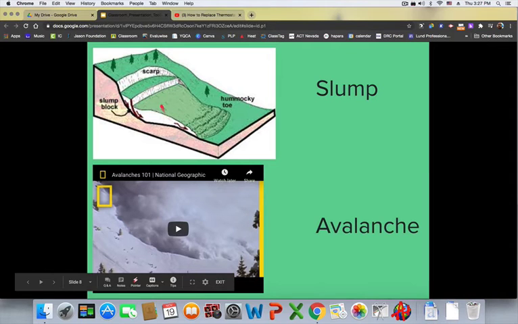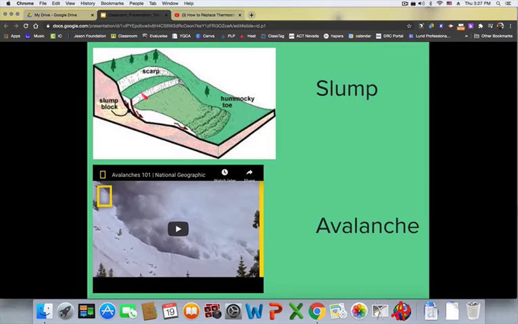So what we're looking at here, this is a hillside, and the soil here becomes super saturated with water, and that supersaturation of water makes it give way here. You get this scarp in the back, and then this slump block just kind of falls down. They're not traveling very far. They're just going from a steep angle to a less steep angle.